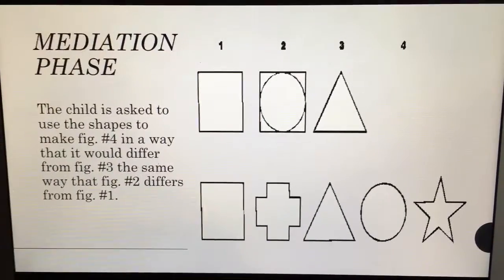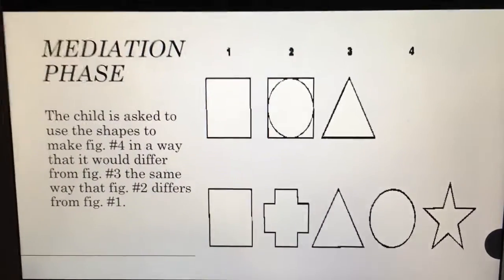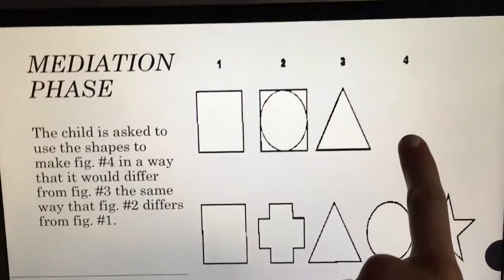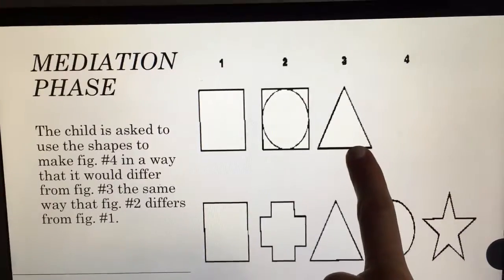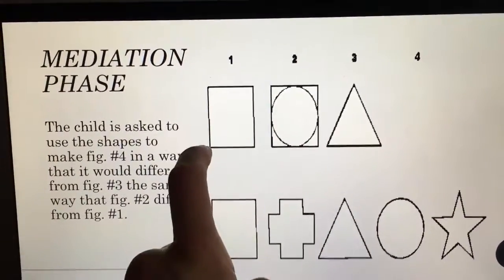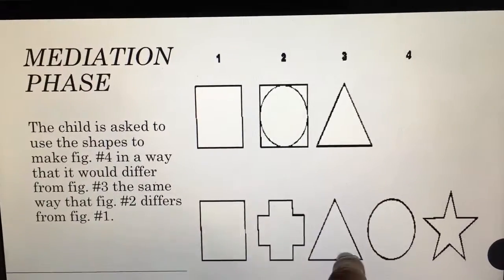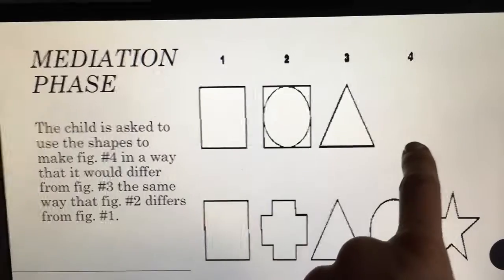In the mediation phase, the child is asked to use the shapes to make figure 4, which is missing, differ in a way from figure 3, the same way that figure 2 differs from figure 1. They'll be using these shapes or multiple shapes at the bottom to find out what the fourth figure should be.